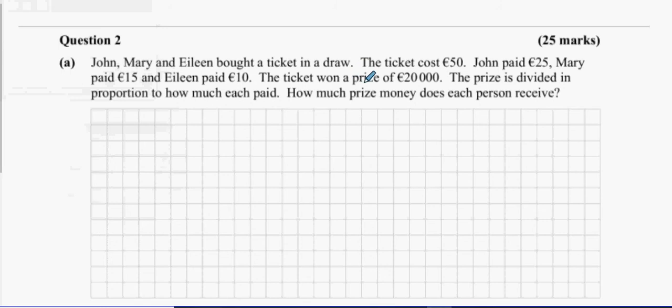Alright. John, Mary, and Ellen bought a ticket in a draw. The ticket cost €50. John paid €25, Mary paid €15, and Ellen paid €10. The ticket won €20,000. It's divided in proportion.